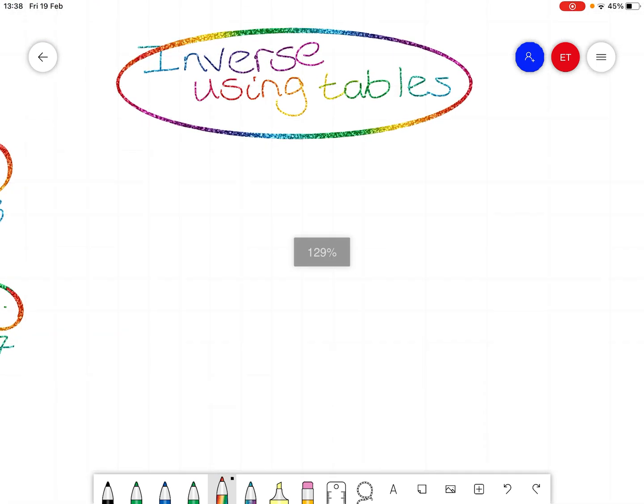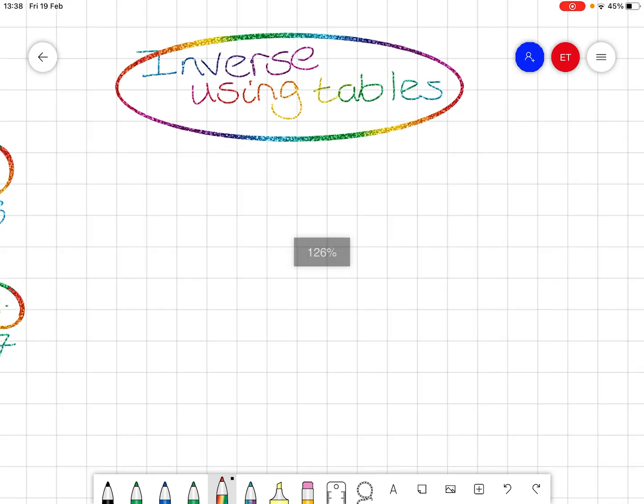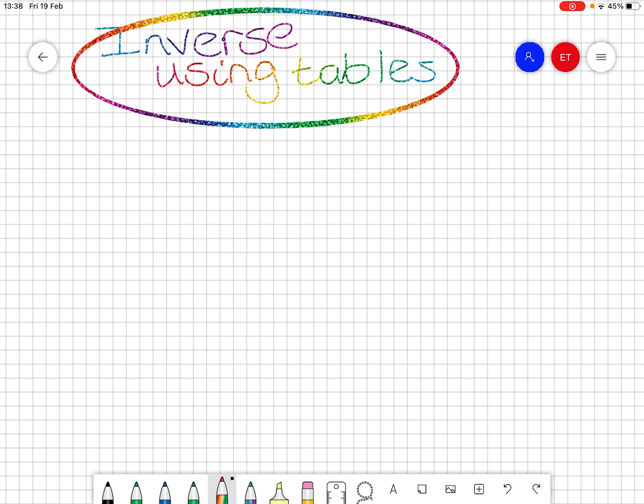So remember, inverse is the opposite, okay? So we know that the inverse of addition is subtraction, and the inverse of multiplication is division. The inverse of subtraction is addition, and the inverse of division is multiplication, okay? So the one that obviously we're focusing on is the relationship between dividing and multiplying, okay? So let's just sort of really simple to recap this concept.